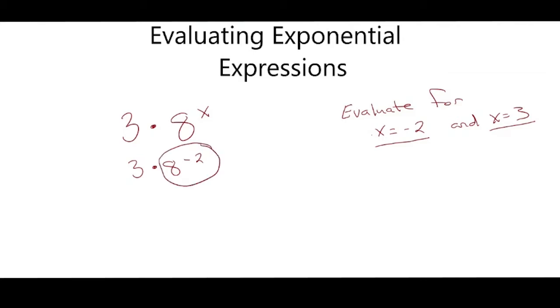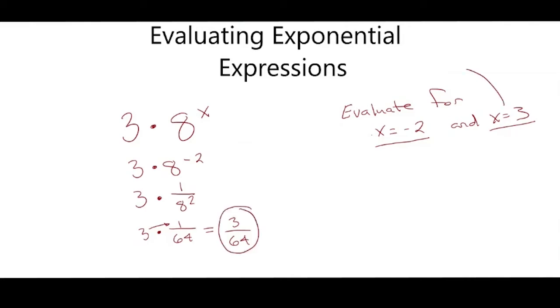So I do this part first, and I'll remember that the negative exponent here is going to make this a fraction. So this becomes 1 over 8 to the second power. So this is 3 times 1 over 64. All right, so when I multiply an integer by a fraction, remember, I multiply the 3 times the top of the fraction. So that's 3 times 1, and this will be 3 over 64. So the value of that expression when x is equal to -2 is 3 over 64.